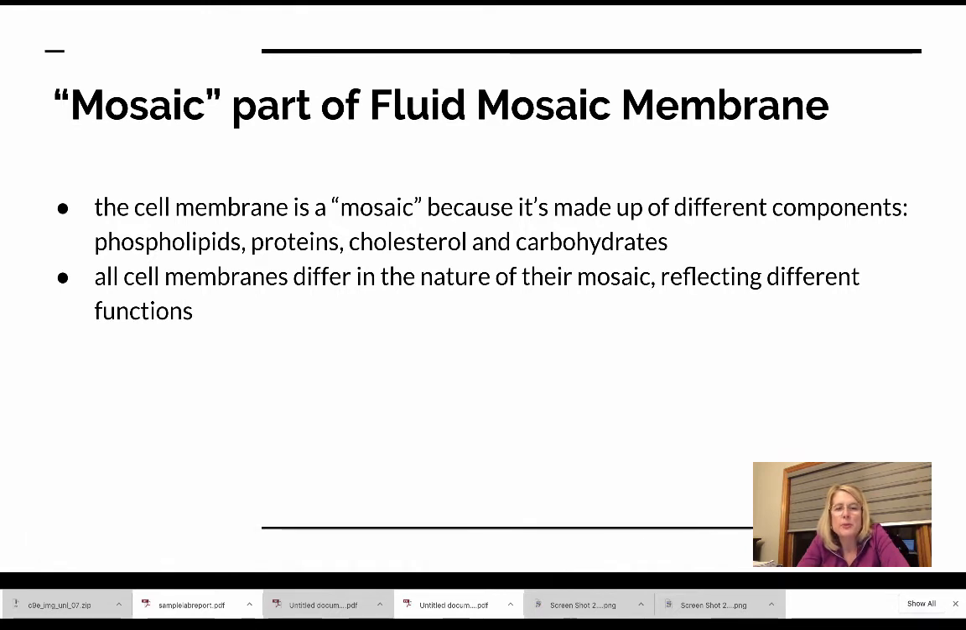So the cell membrane's a mosaic because we've got all these different components. We've got phospholipids, we've got proteins, we've got cholesterol, we've got carbohydrates, all working together to form that barrier, that structure that's going to allow things to be transported into and out of the cell. So here's where we're applying these structures that we've learned about in the beginning of the biochemistry unit. All of these are incorporated into the membrane structure.